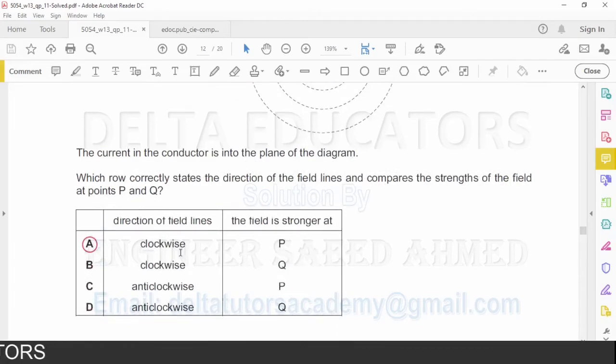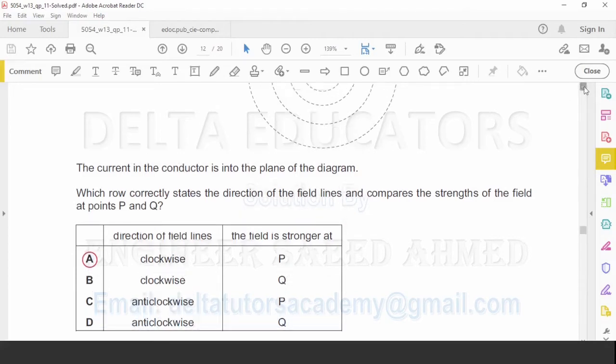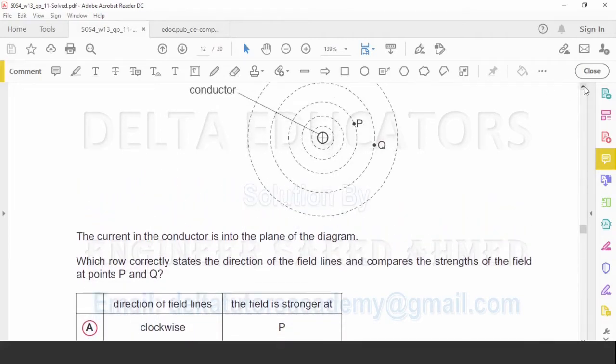Option A, it is given direction of the field lines, it is clockwise and the field is stronger at point P. So our correct option, option A. Direction of the field, it is clockwise and field is stronger at point P.